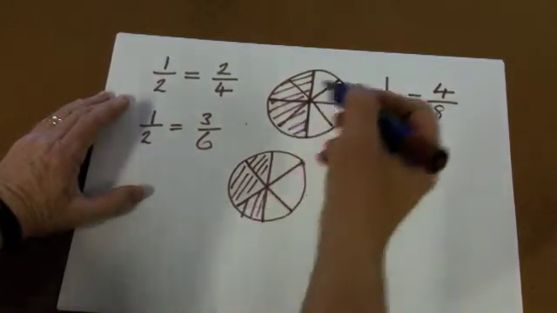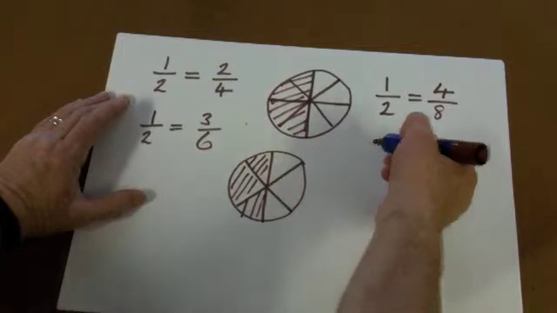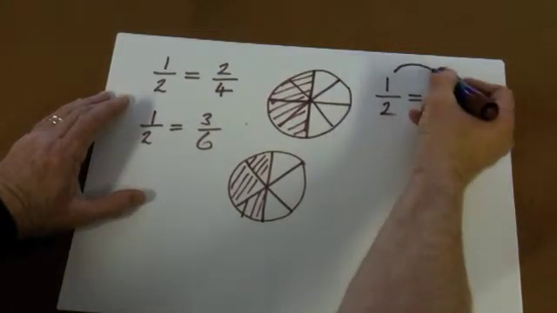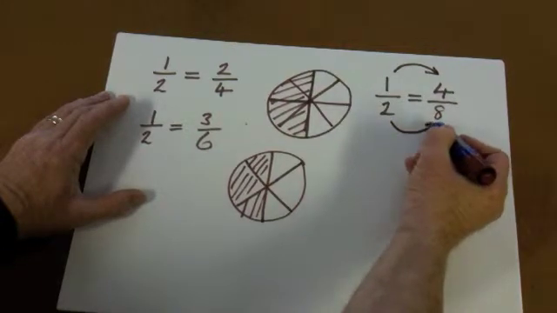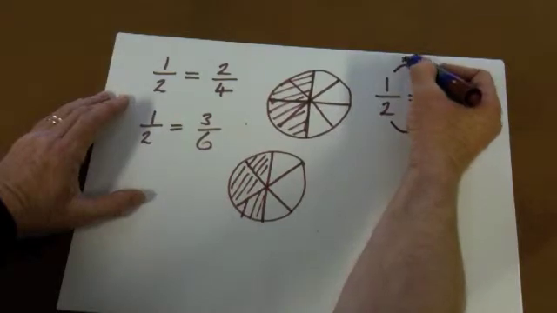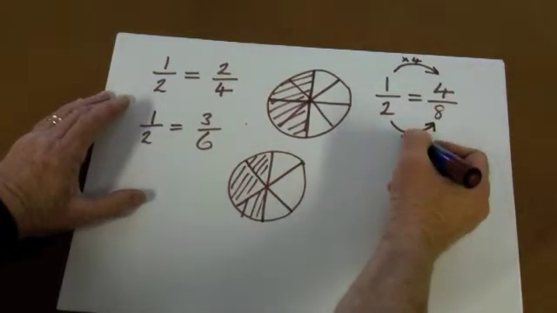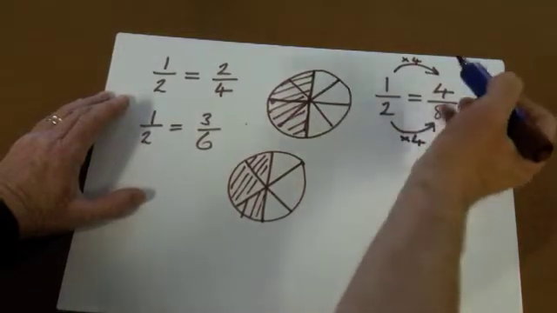But of course we don't want to draw cakes all the time. So the clue is to look at the relationship between the numbers. And you can see that actually the top and the bottom of this fraction, that's the numerator and the denominator, can be multiplied by 4, and that gives us the equivalent.